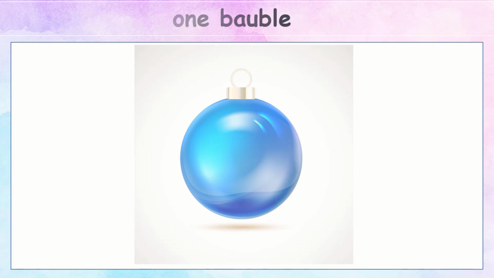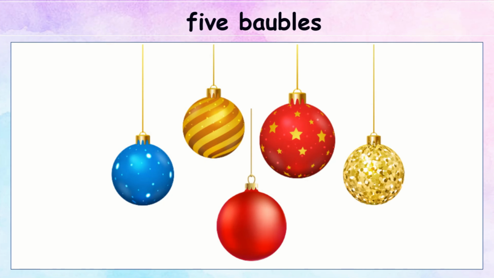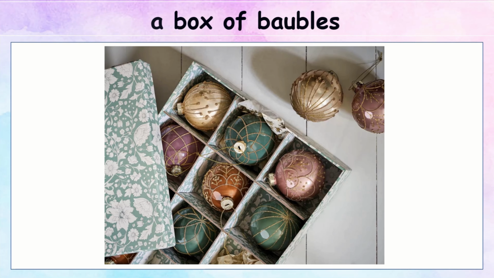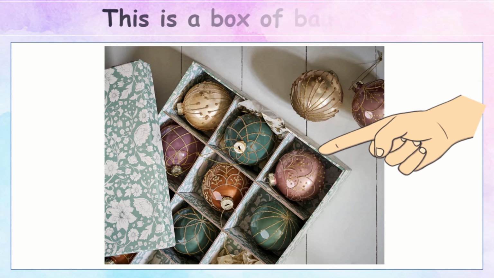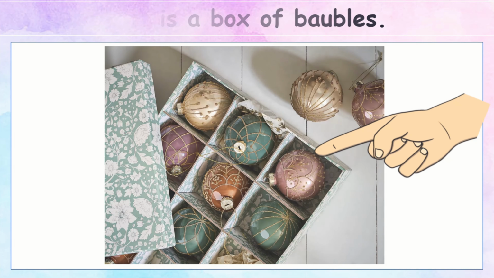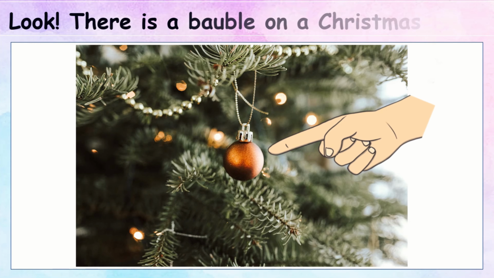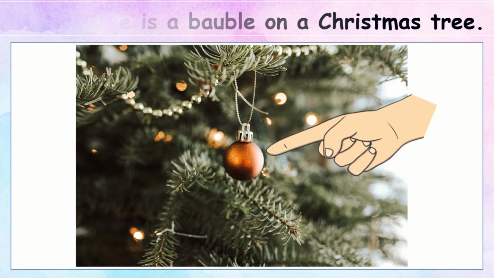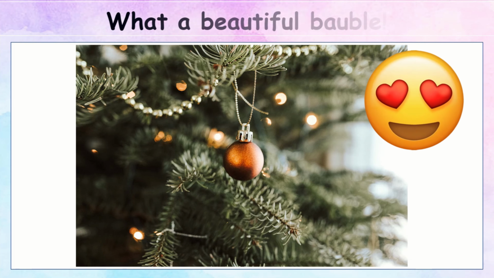Bauble. One bauble. 5 baubles. 1, 2, 3, 4, 5. A box. A box of baubles. This is a box of baubles. Look, there is a bauble on the Christmas tree. What a beautiful bauble!